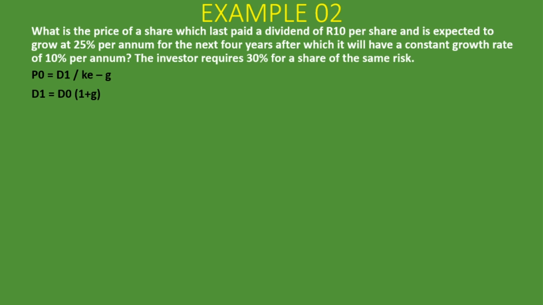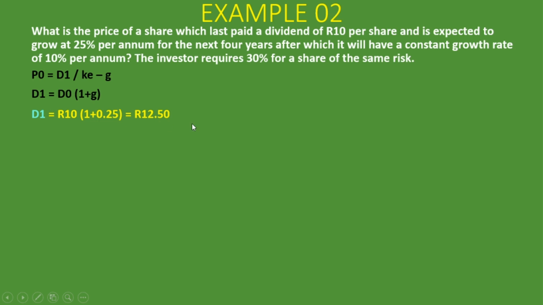So what is the dividend at period 1? Well, here's the formula. Period 1 equals D0, which we are given. It last paid a dividend of 10 rand, so we're going to have 10 rand, and then times 1 plus G. What is the growth rate? It's 25%. So it's 1 plus 0.25, which we get by taking 25 divided by 100. So here it is, dividend at period 1: 10 times 1 plus 0.25, and it gives us a dividend at period 1 of 12 rand 50 cents.